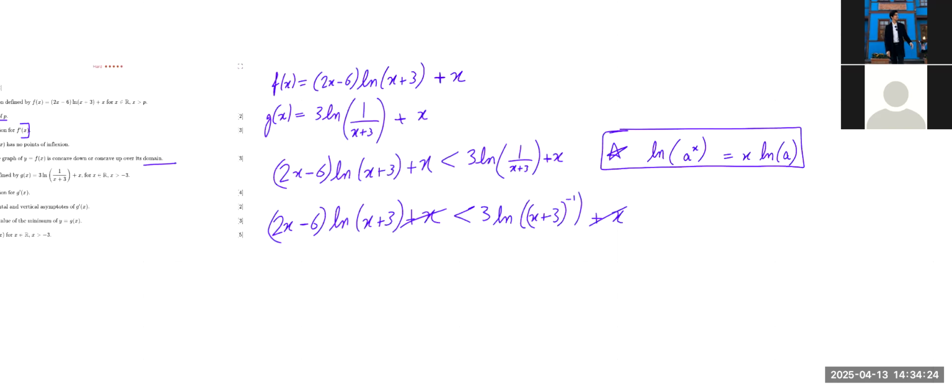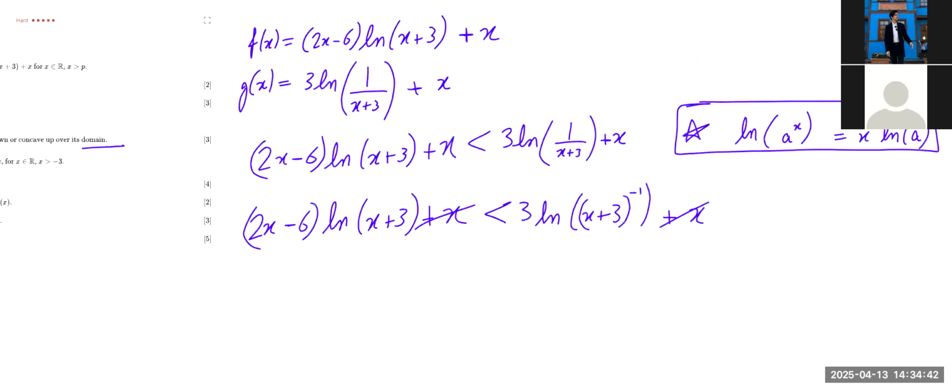So there was a little mistake. There's a plus x in the f of x that I didn't see, which means that f of x being less than g of x would look more like this. Now the good part of this is that we have a plus x on both sides of the inequality, which we can cancel out. We subtract x on both sides and cancel it out.